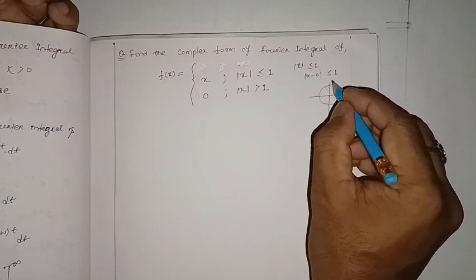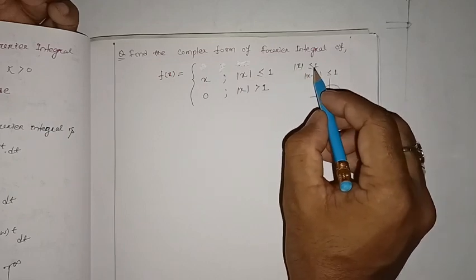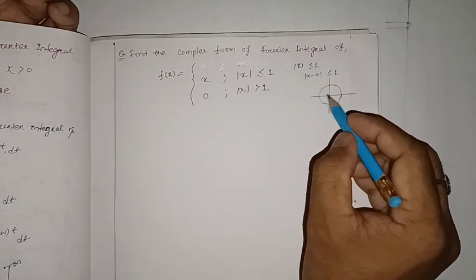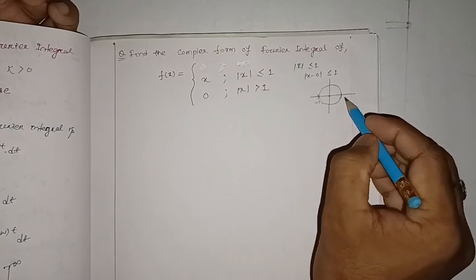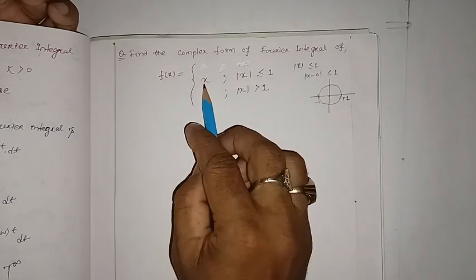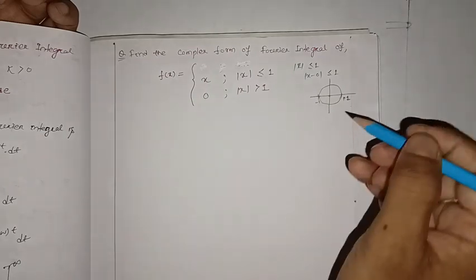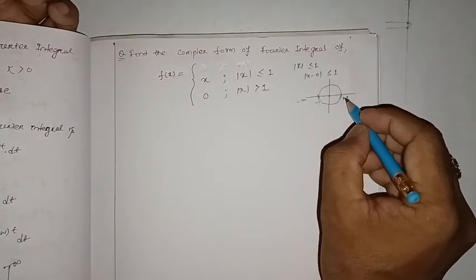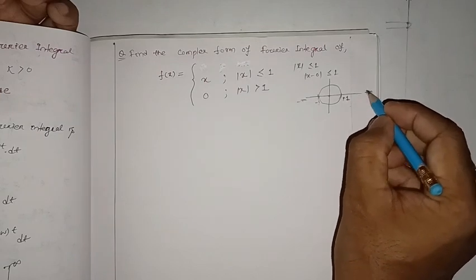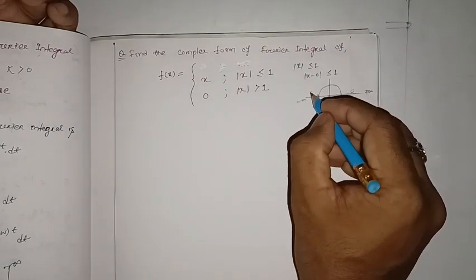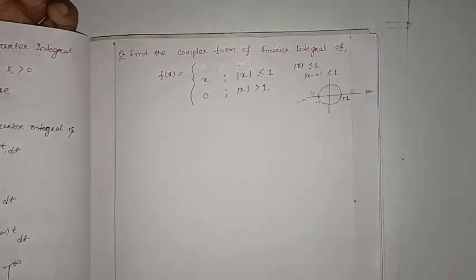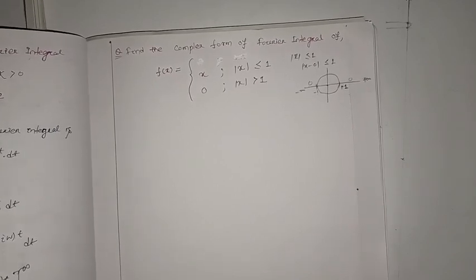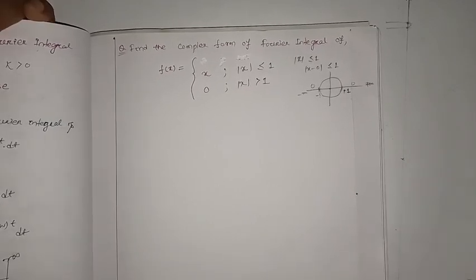So when we consider mod x less than or equal to 1, it means all the x values less than or equal to 1, that means in the range between minus 1 to 1 the value is x. When mod x is greater than 1, the value from minus infinity to minus 1 is 0, and from plus 1 to plus infinity the value is 0. So this side is 0, this side is 0, and inside this region the value is x. Now we are going to go for the solution of this question. It is very similar to our previous question, right?